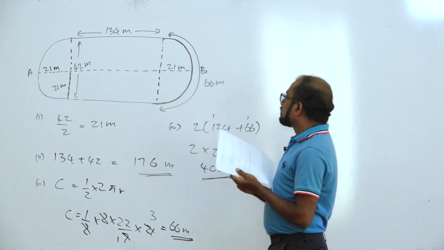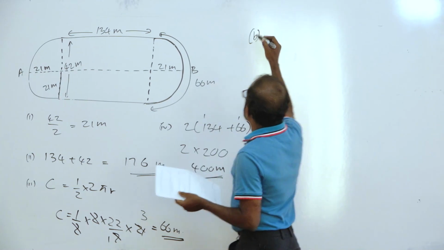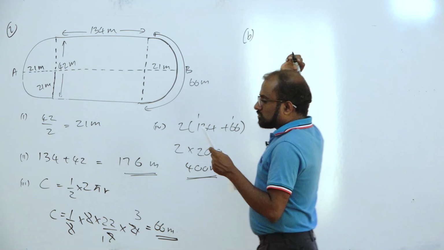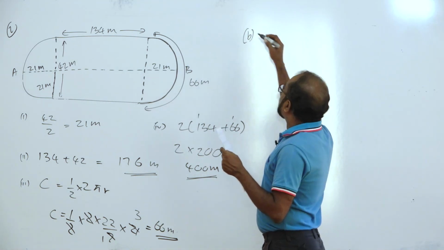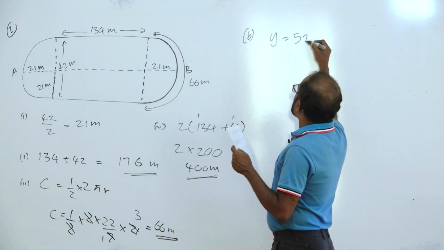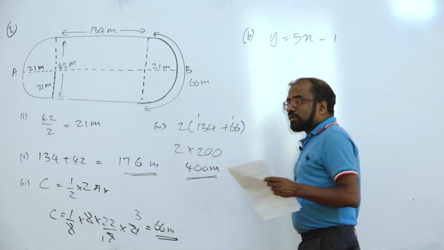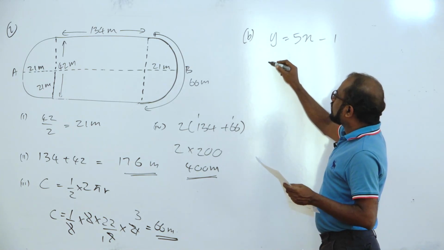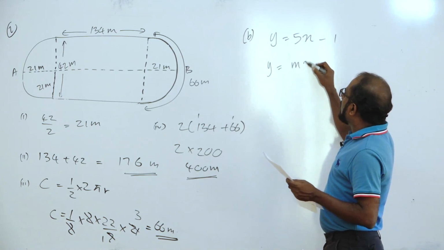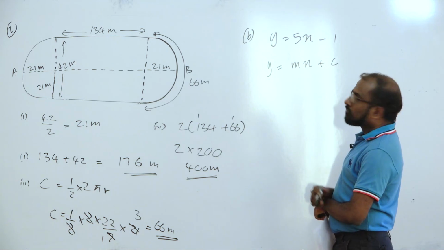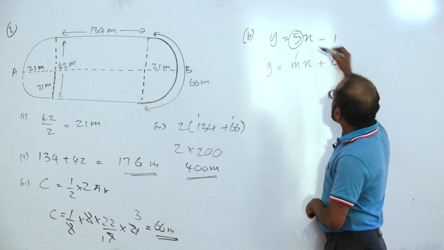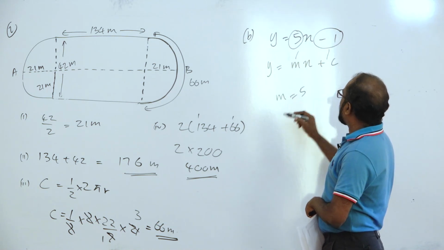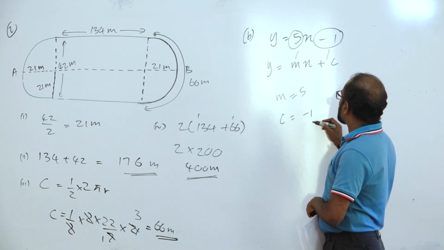Then one more part is there in the short question. Okay, second one, part B. Short question. Gradient and intercept of this straight line, y equals 5x minus 1. Find the gradient and intercept. Direct questions. What is the general equation of the straight line? y equals mx plus c. m is the gradient, c is the intercept. So what is the answer? Gradient equals 5, intercept is minus 1.